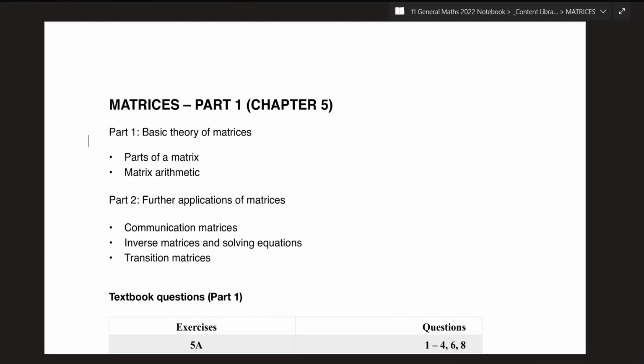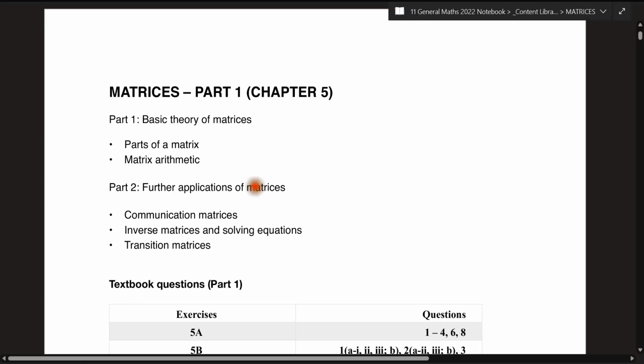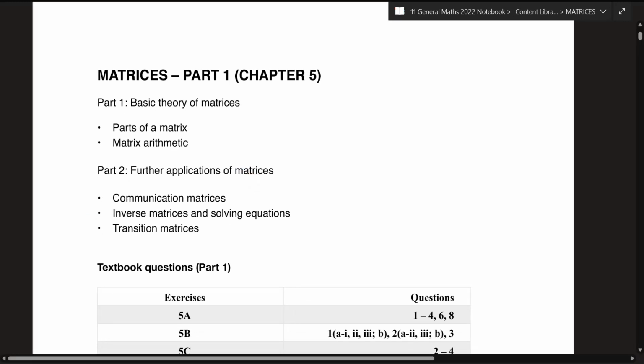So for this unit on matrices, we'll be covering it for about 5 weeks. And these are the main things that we'll be covering. The first part's going to be basic parts of a matrix and then also matrix arithmetic. So not necessarily arithmetic sequences or anything like that, but basically talking about things that relate to matrices and how we use them. And then part two is going to be similar to what we did with recursion, where we had a year 12 component. You're also going to have a year 12 component for matrices. That's going to cover communication matrices, inverse matrices, solving equations, as well as transition matrices.